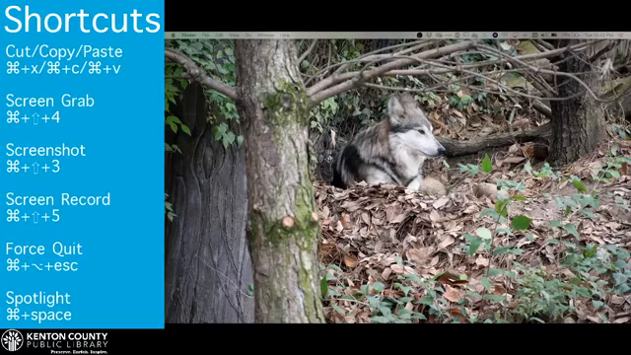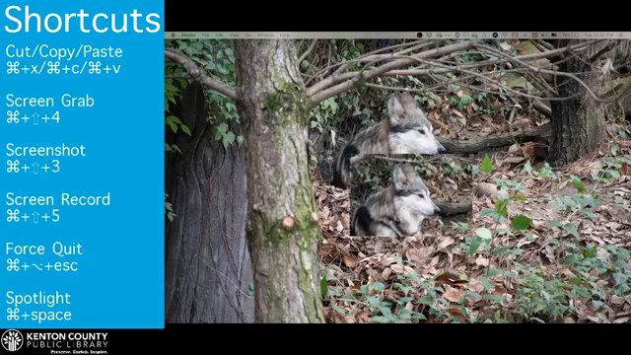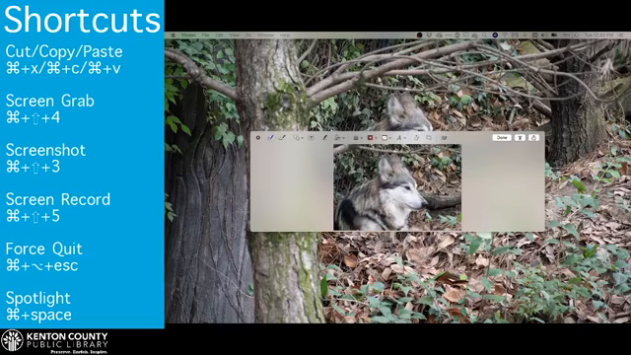Some other shortcuts that can be useful on the Mac: you can do a screen grab, which is where you press the Command key, the Shift key, and then the number 4. When you do that, you get these little crosshair arrows that you can see on my screen right now. They're over the wolf's face. You click and drag, and that lets you take a screenshot. It pops up down in the bottom right-hand corner, and you can click on it, and that opens it up in a preview window. So you can do whatever you want with that screenshot.